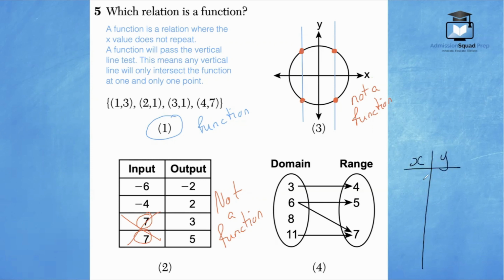We're going to have our first coordinate point, which is 3, 4, right? 3 is our input, 4 is our output. We have 6, 5. We have 6, 7. 8 does not have a corresponding output value, so we're going to leave it alone. And we have 11, 7. These are the only points in this relation. But take a look, guys. The 6 is repeating. Therefore, answer choice 4 is not a function.